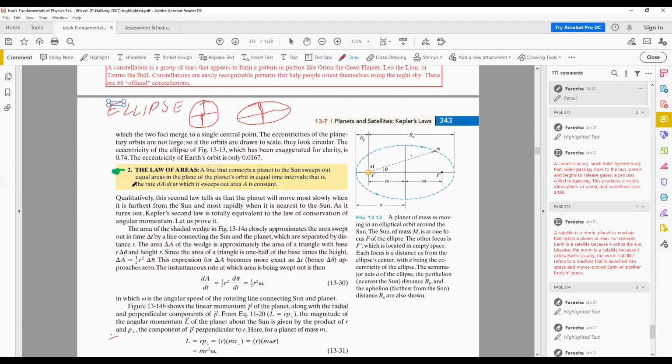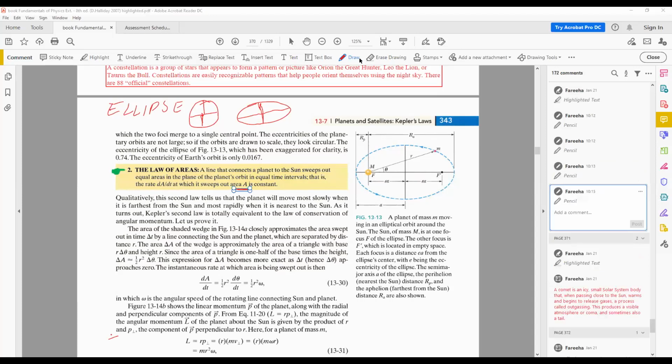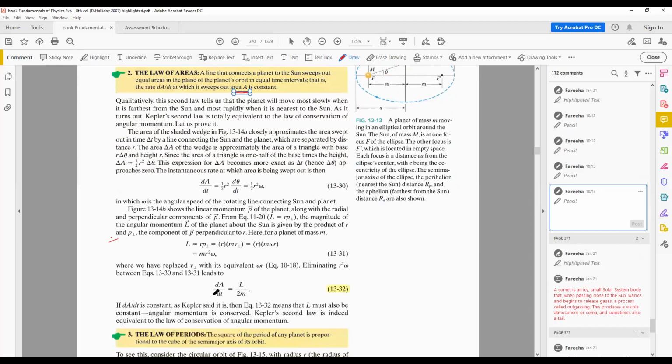And the second law that Kepler gave was the law of areas. According to this law, a line that connects a planet to the sun sweeps out equal areas in the plane of the planet's orbit in equal time intervals. That is, when it is rotating, it is covering a certain area. So in equal time, it will cover an equal area. This area is called A, and the rate at which it is covering this is called dA over dt. So here you have the statement of this law, where dA over dt is equal to L over 2m. L is the angular momentum, m is the mass.